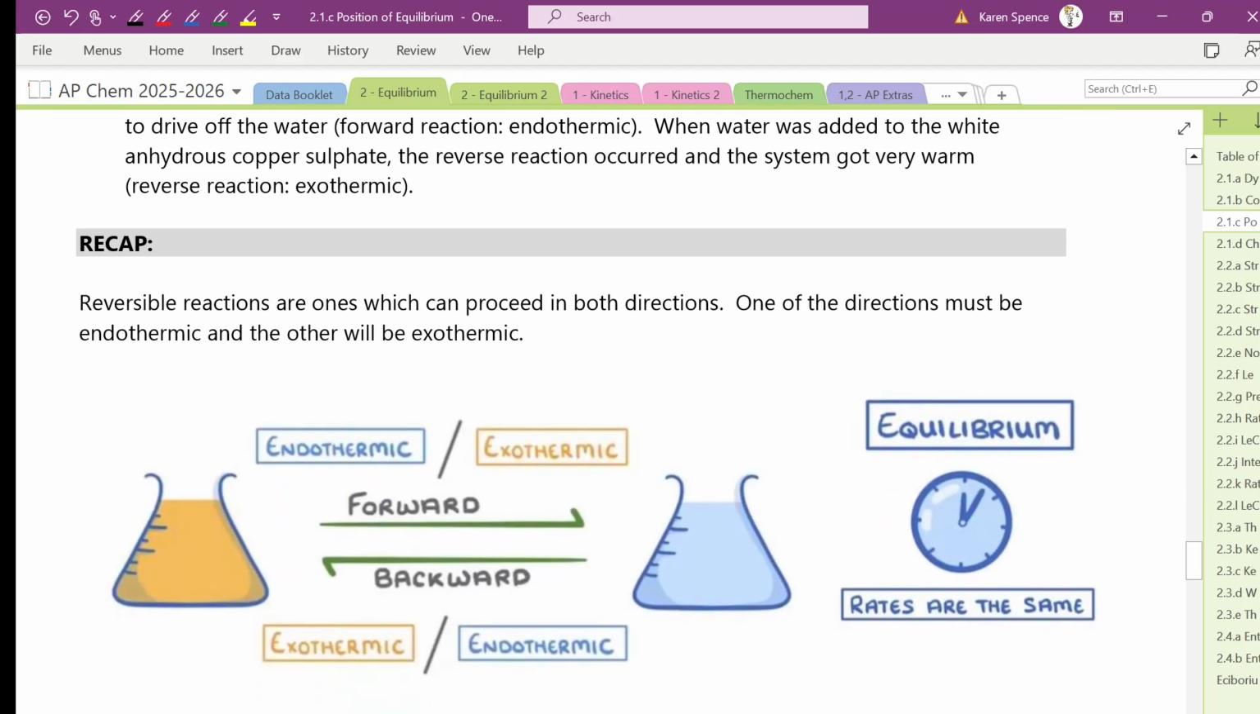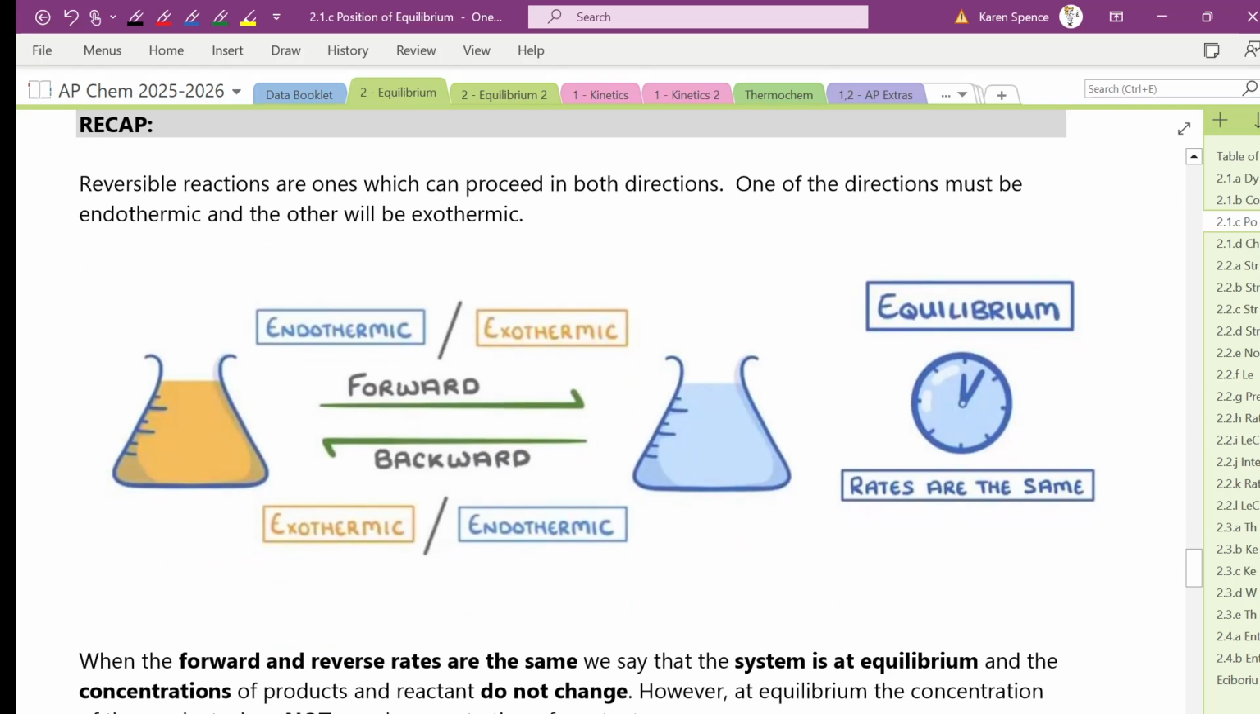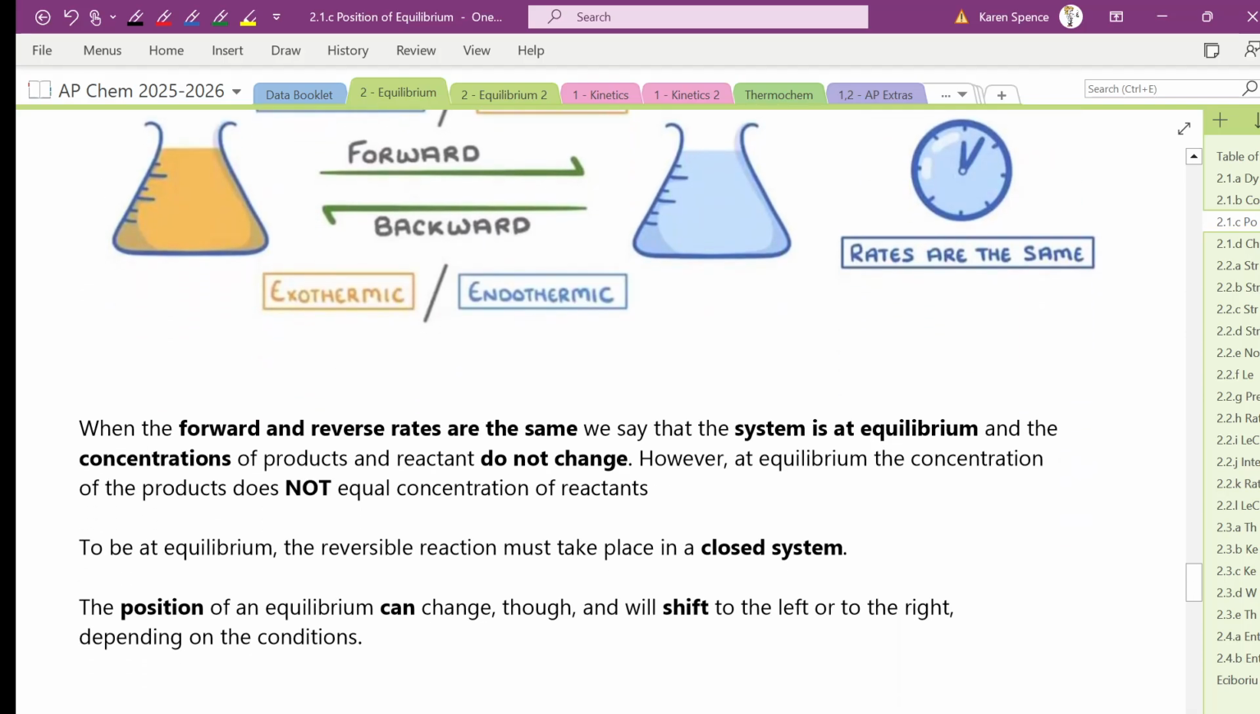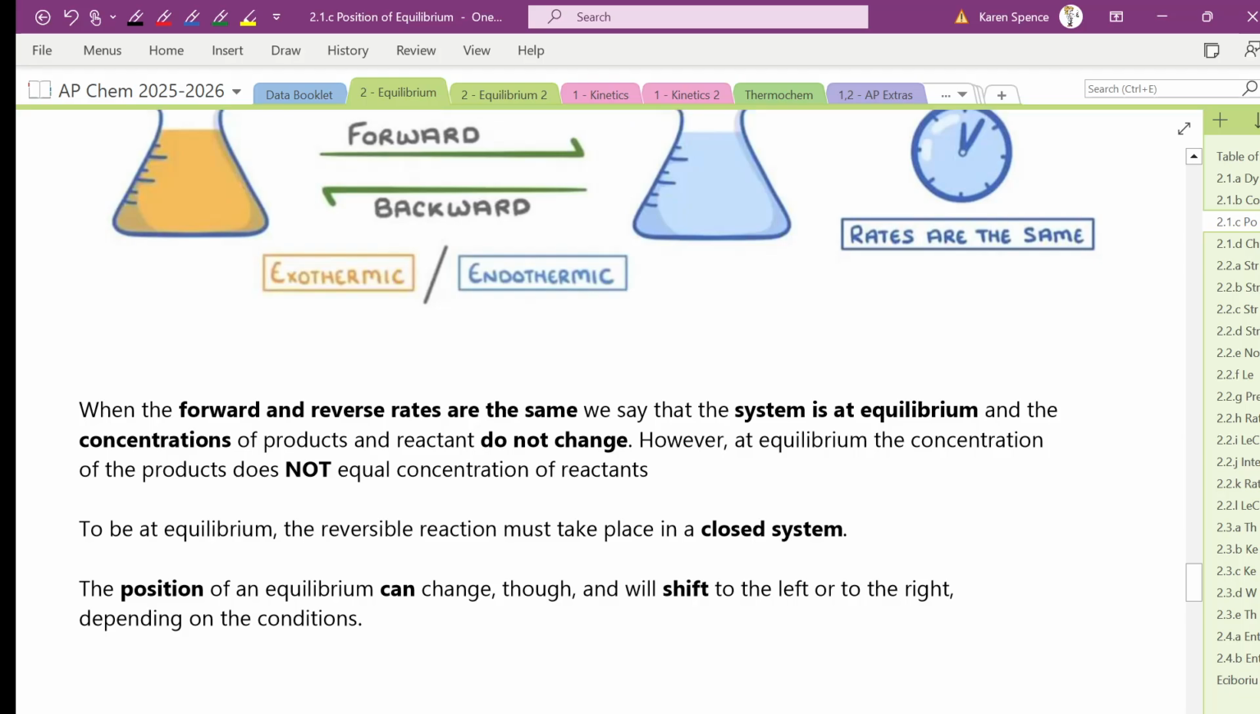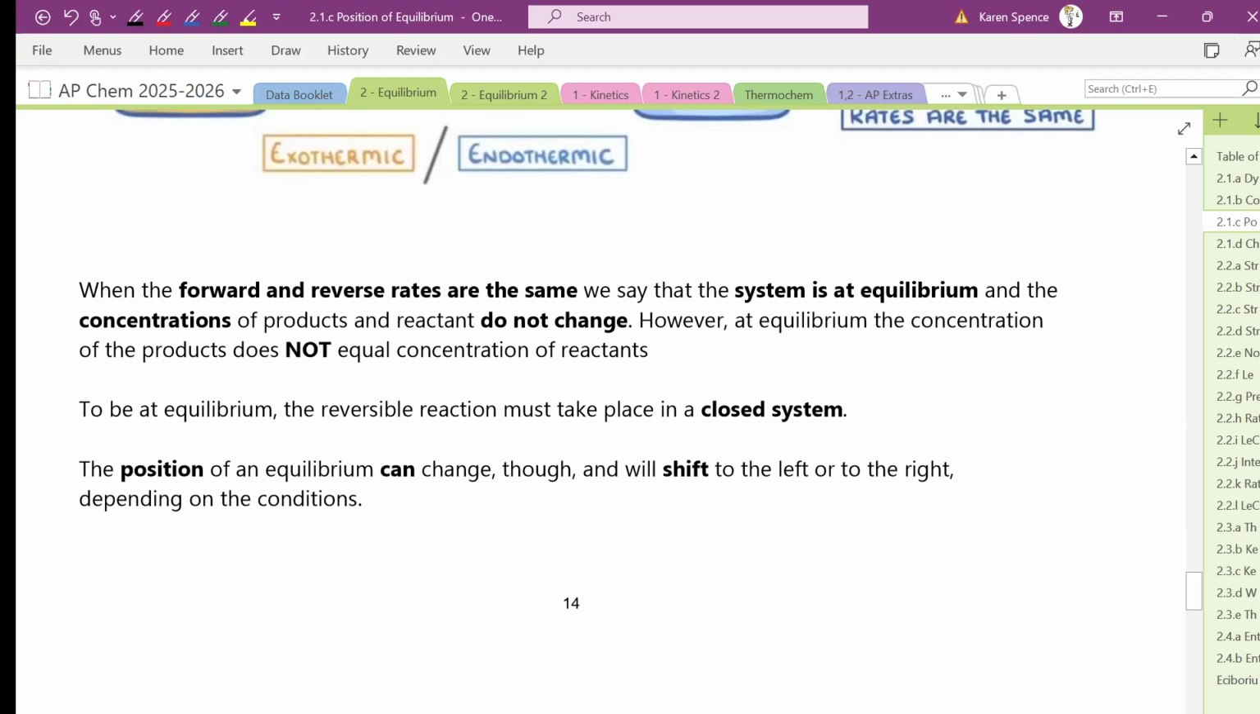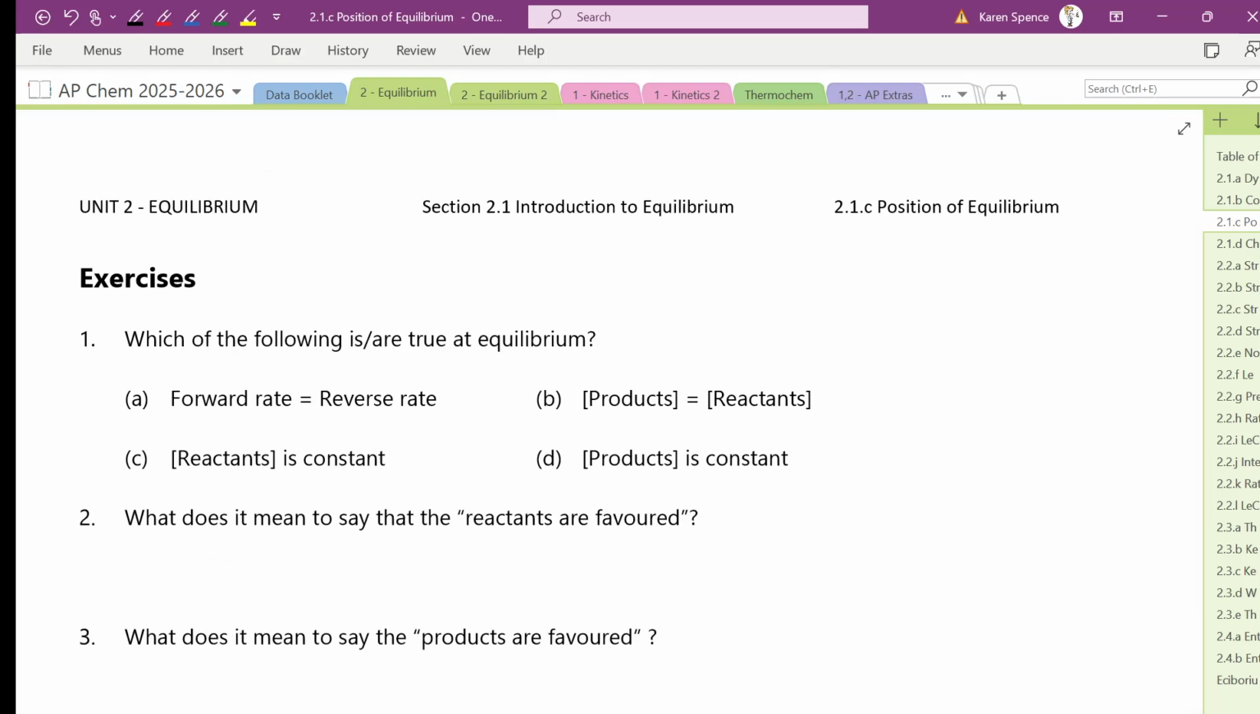So reversible reactions can proceed in both directions. One of the directions must be endothermic and the other will be exothermic. At equilibrium, the forward and reverse rates are the same, and the concentrations do not change. However, the concentration of products does not equal that of reactants. It has to be in a closed system, and the position of the equilibrium can change and will shift to the right or left depending upon the conditions. And that is it for today.